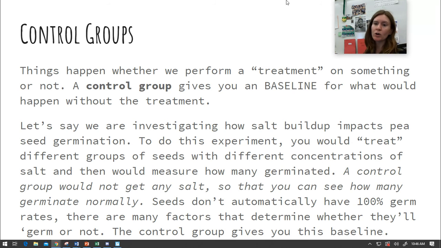So we want to know the water quality. In order to understand the effect that the wastewater treatment plant is having on water quality, we need to measure what the normal parameters are for the river. So a good control group for this would be immediately upstream, because water flows down toward it, upstream of the wastewater treatment plant. In this scenario about salt on pea germination, your control group would be the group that does not get the treatment, the peas without salt, to investigate how many are germinating normally.